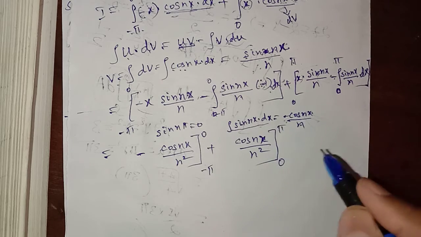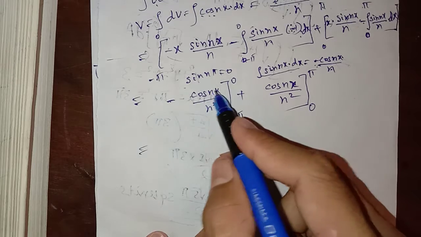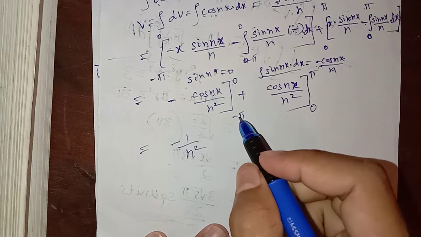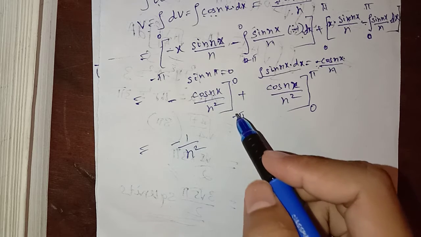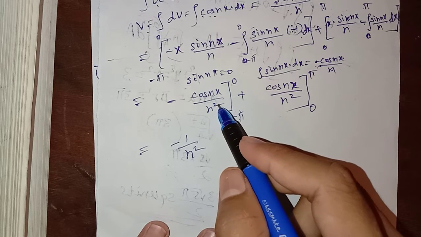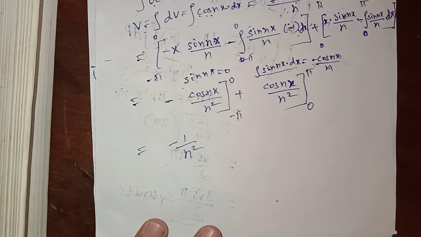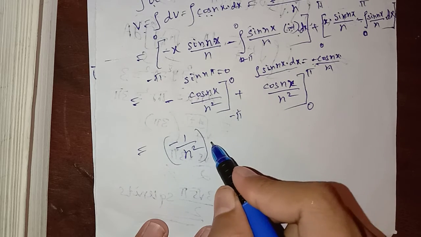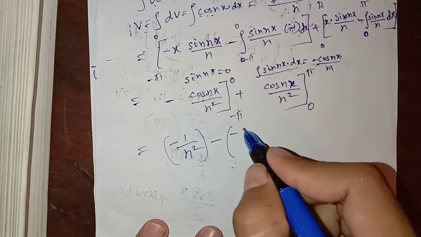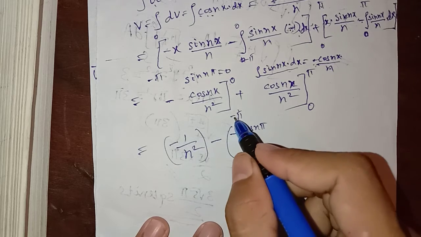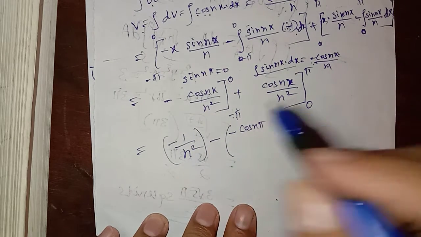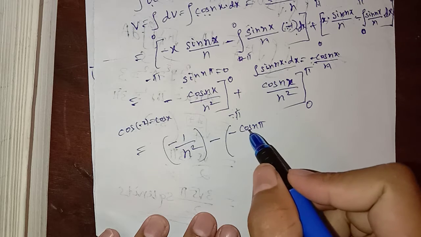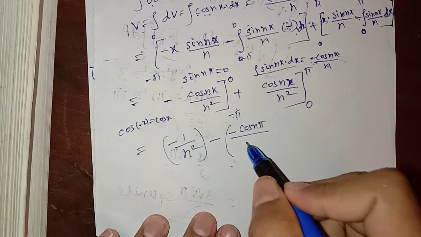This is from 0 to pi. Now if we apply 0 here, we get minus 1 divided by n square. If we apply minus pi here, we get, upper limit minus lower limit, so minus cos of n pi. Cos of minus n pi is equal to cos of n pi. Why? Because cos of minus x is equal to cos x. So we can write cos of minus n pi is equal to cos n pi divided by n square.